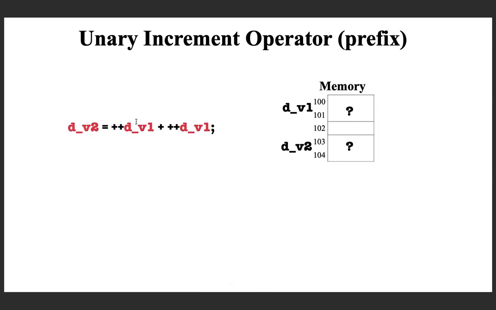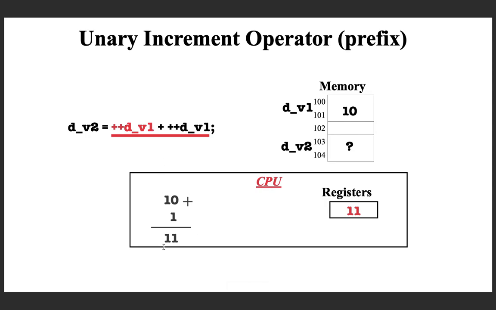If you look at this statement, there are two variables. Assume that memory is allocated like this, and also assume that the decimal variable v1 is holding a value 10. Let us try to understand how the execution happens. In the RHS, it may go like this depending on the compiler. First, you are incrementing dv1.